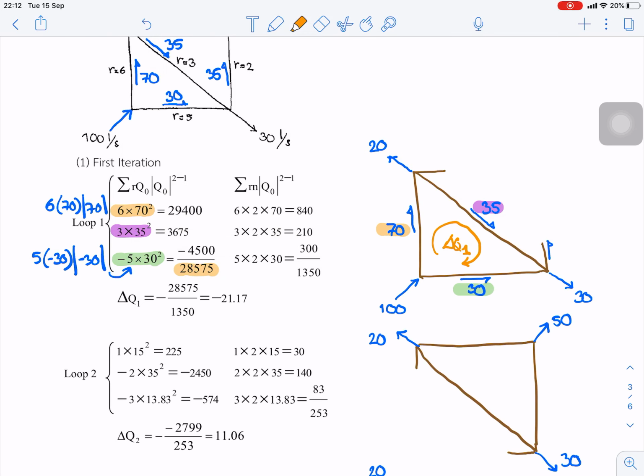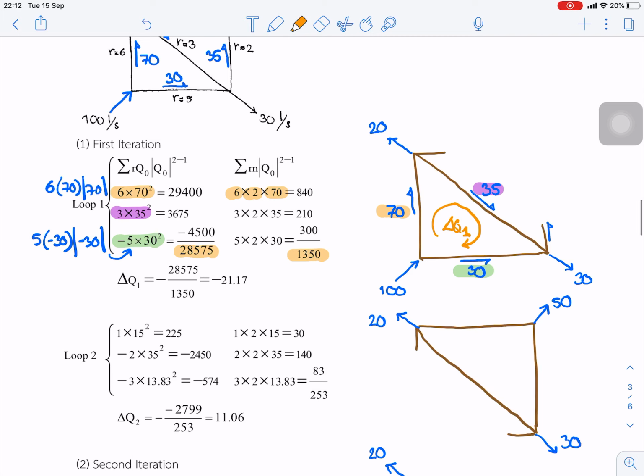Another term is just n r times the absolute value of Q naught. So we got the summation for the three pipes as 1,350, and we find the ratio of the two numbers. We got negative 21.7. So it means we have to subtract this number from all the flow rates.